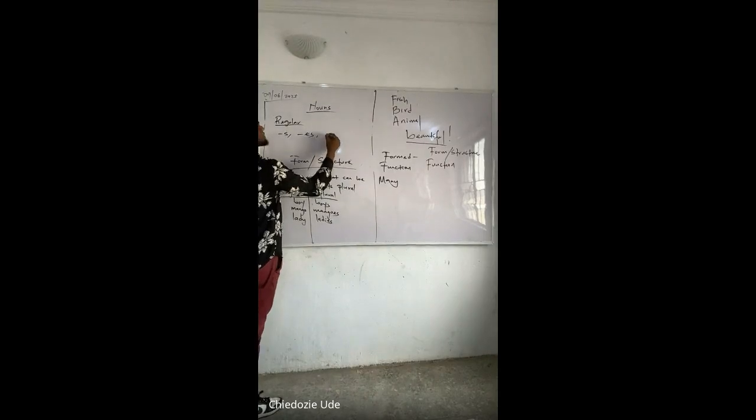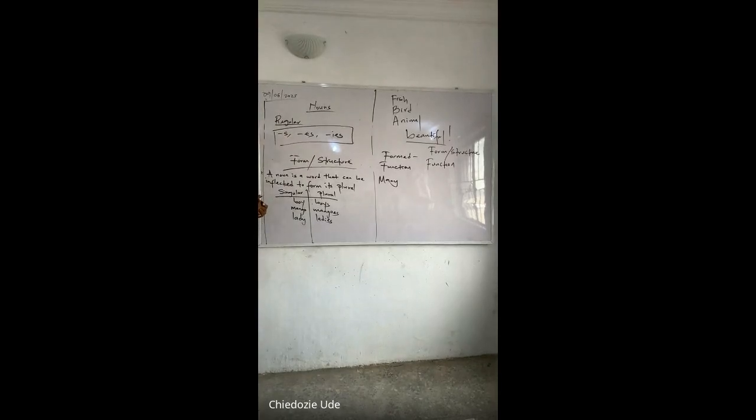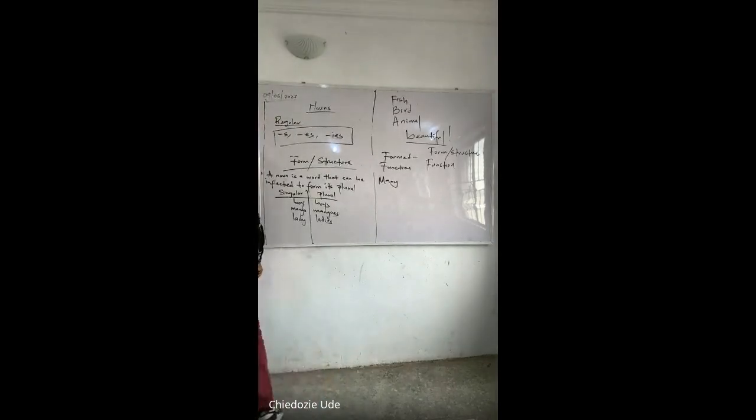es, and ies. So they are regular nouns. Regular nouns form their plurals by the addition of s, es, and ies. Sit up. Alright. So these are regular nouns.